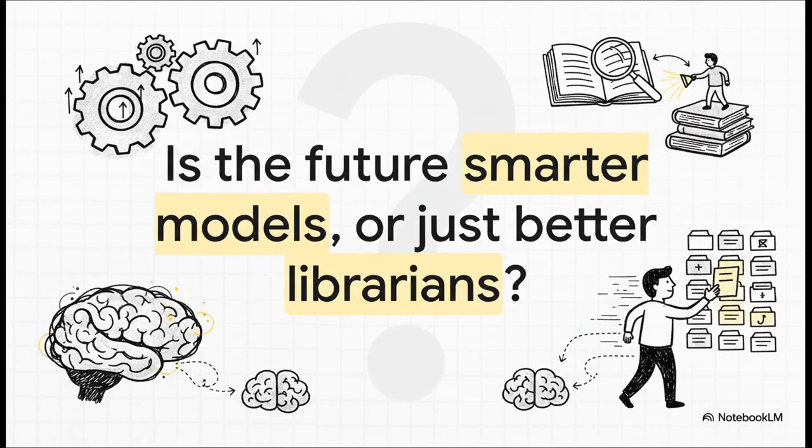And that leaves us with one last, kind of big question to think about. The massive success of RAG really makes you wonder, is the future of AI about building bigger and bigger models that know everything? Or is it actually about getting really, really good at retrieval, about building incredibly smart, super fast librarians that can find the perfect piece of information for the models we already have? It's something to chew on.